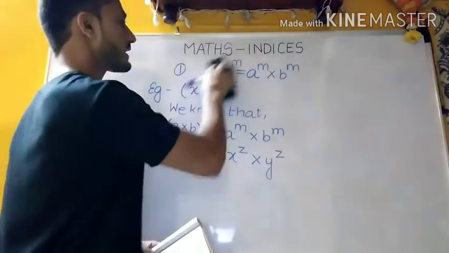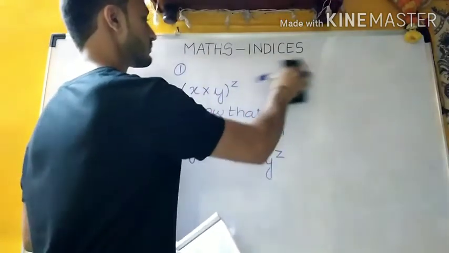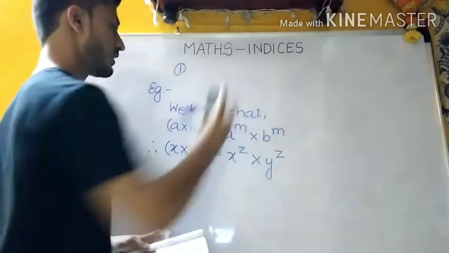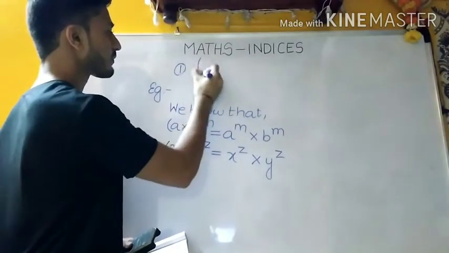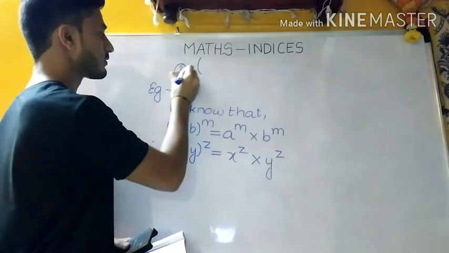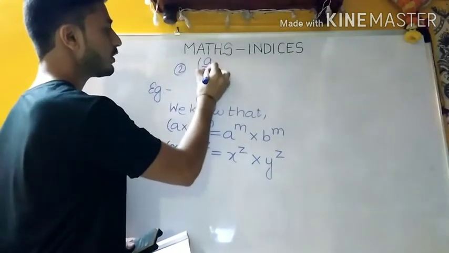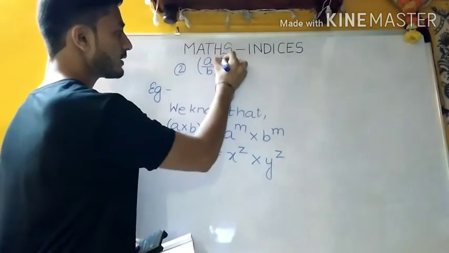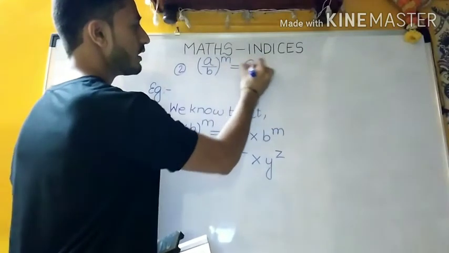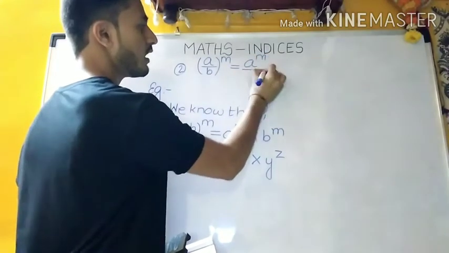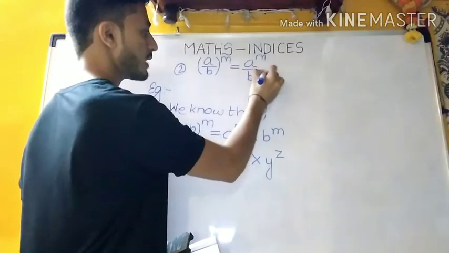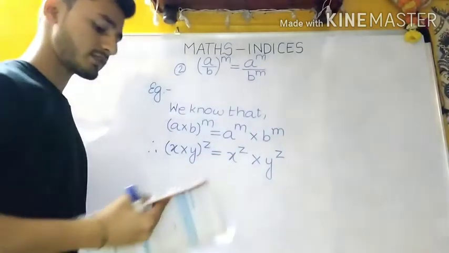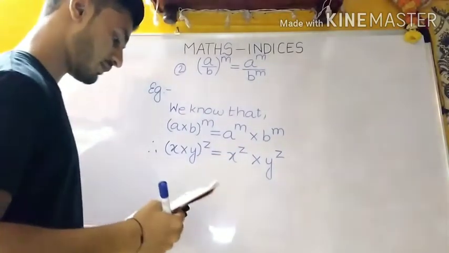Now we will go for the second formula, and the formula is A upon B raised to the power m is equal to A raised to the power m divided by B raised to the power m. Okay, so we will solve this question with the help of example.